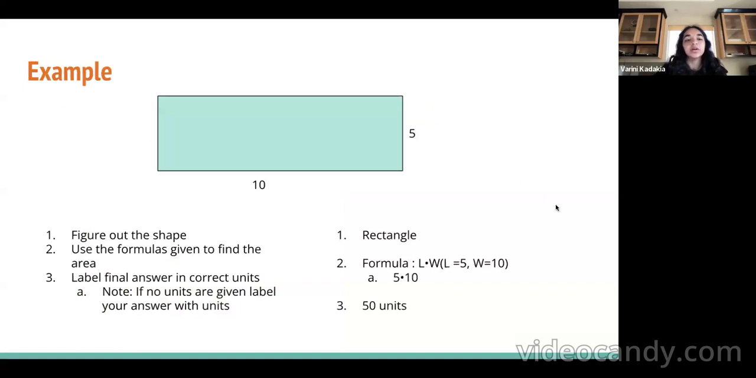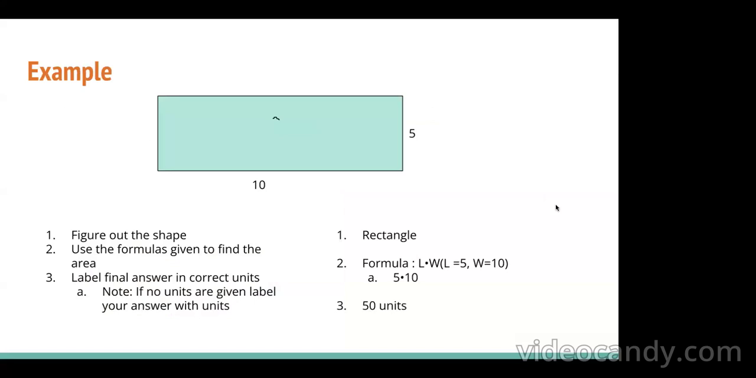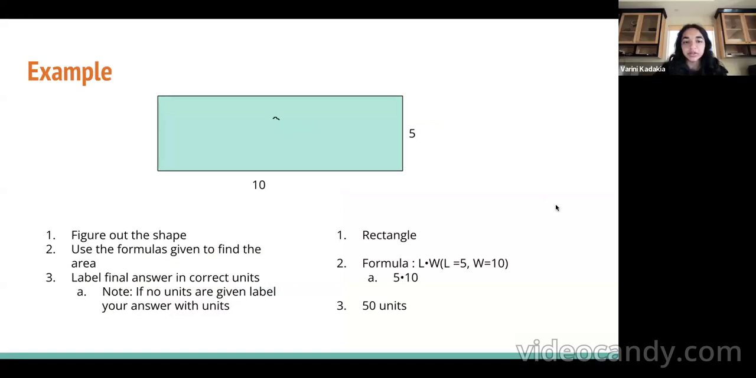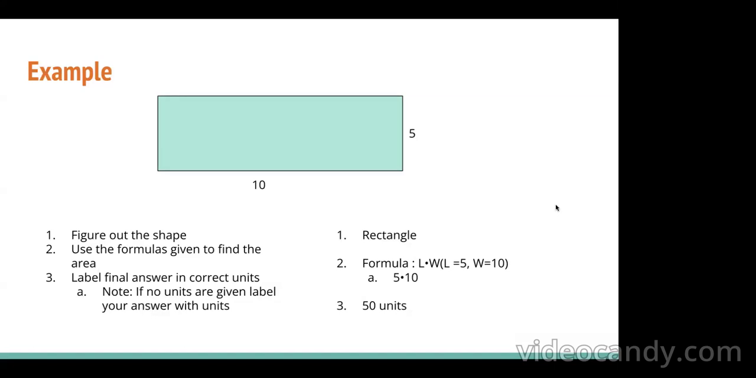We'll move on then. Okay, so here's an example. Let's say we have a rectangle that's 5 by 10. The first step would be to figure out the shape of it, so we know that it's a rectangle. And then to find the area of it, we would just use the formula for the rectangle. The rectangle's formula is length times width. So in this case, let's say length is 5 and width is 10. Our area would be 5 times 10, and so our answer would be 50 units.